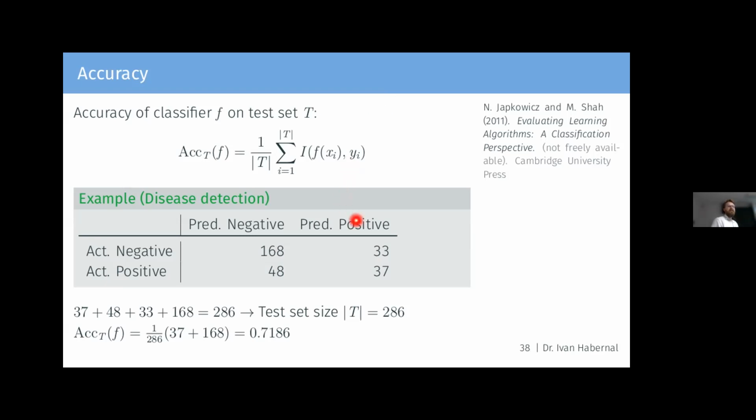Okay, good. So you have the confusion matrix for the binary task here, because we have two classes. If we have three classes, I'll show you later how it looks. So one measure here is the accuracy.